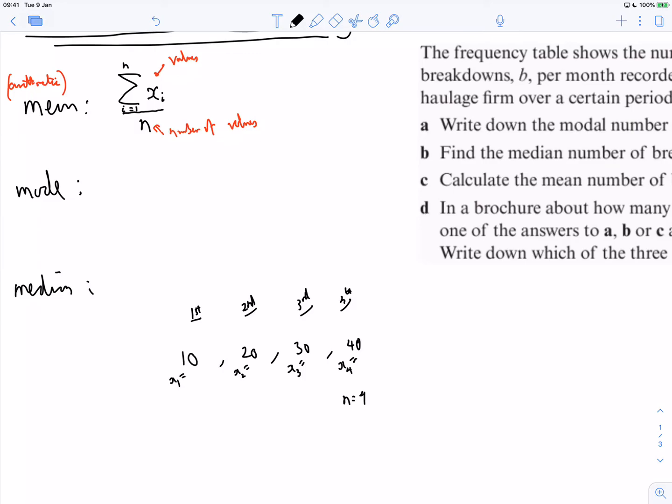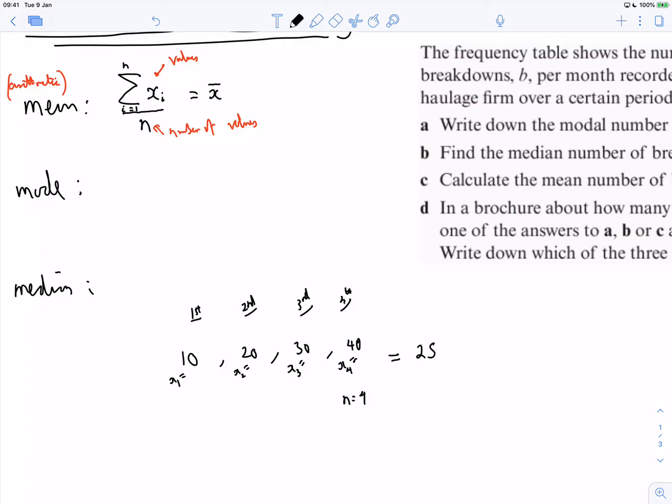So the mean of those numbers would be summing up all of the x values. So 10 plus 20 plus 30 plus 40. And then you divide by the number there are, which is 4. And in this example, the mean, which we'll call x bar, is going to be 25.